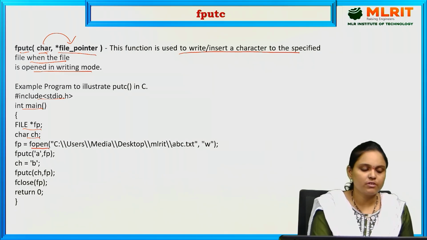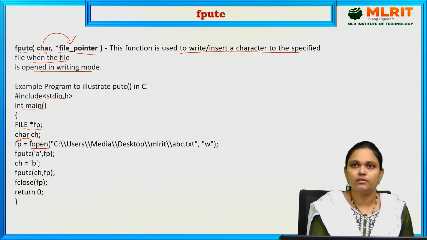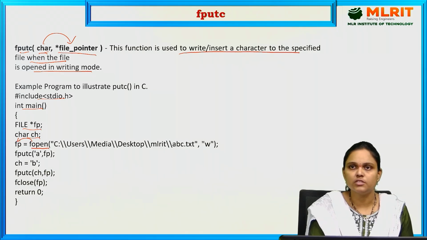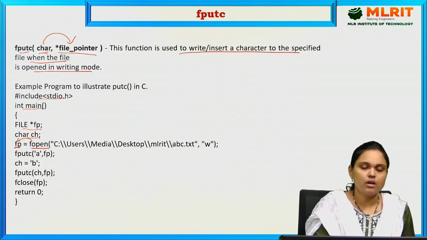This fopen function we are assigning to fp, because the file pointer actually stores the address of another file. To store the address of that particular file, we require a pointer variable of FILE type. And that first address, where the file is located, that first byte address will be stored in this fp variable, in the file pointer variable.